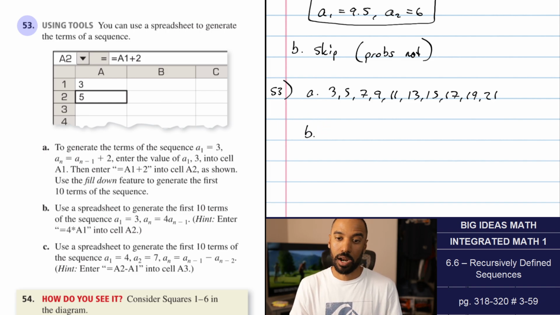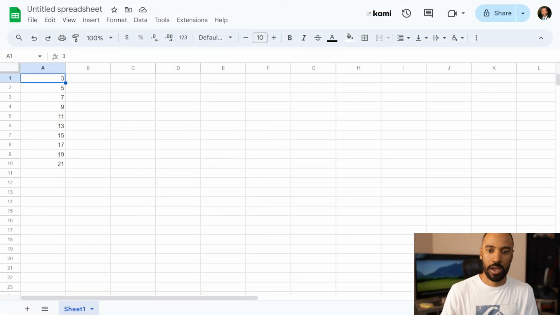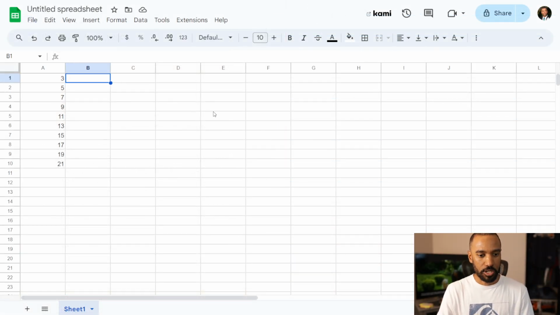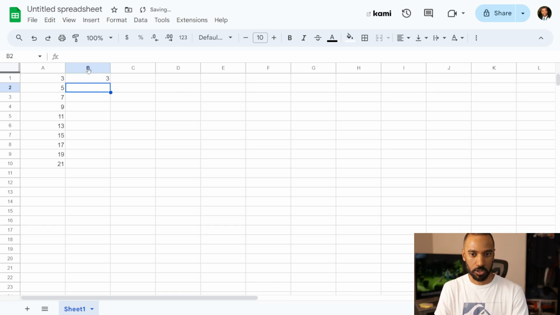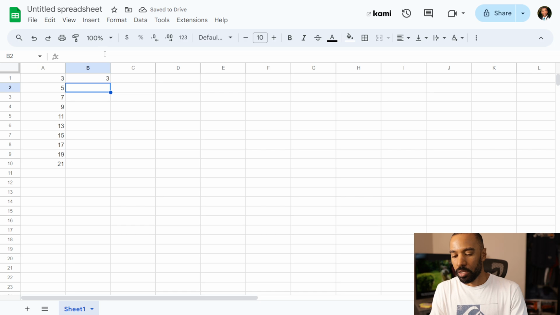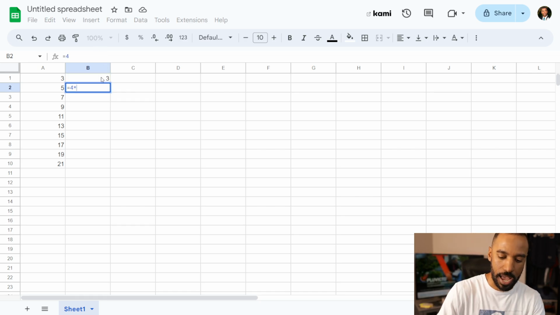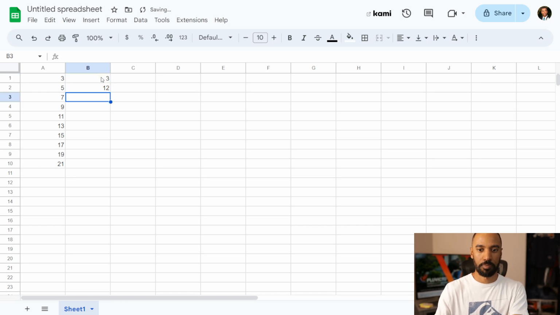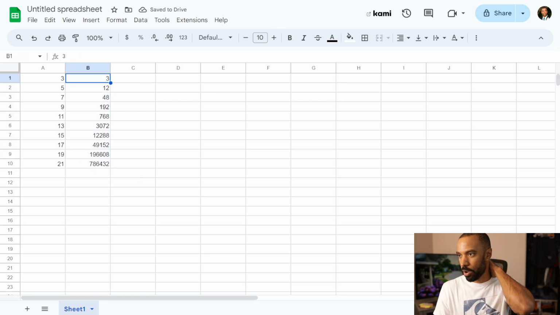Part B, this one I might want to use. So the next one, it says use a spreadsheet to do this one. So we're multiplying by 4 each time. So I'm going to do it for, this is literally part B, column B. You hit equals and you take 4 times the previous term like so. And then we could duplicate that for the first 10 terms of this sequence. They get pretty big, right? So this is what we now have in this set.